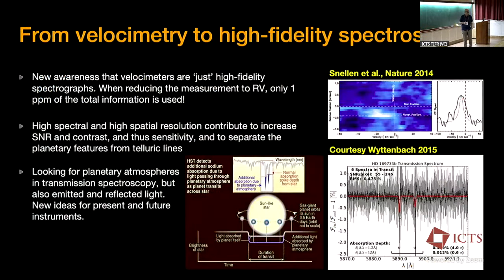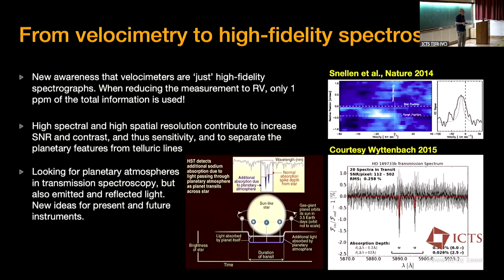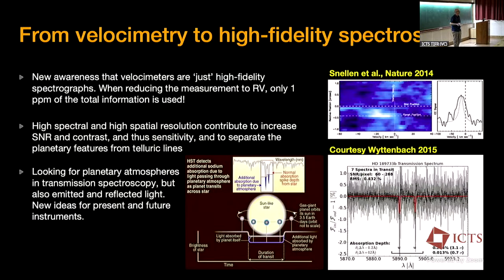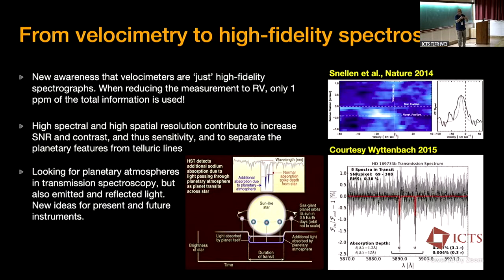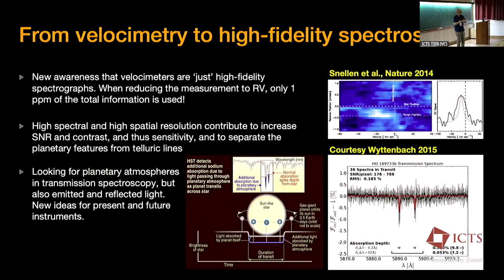The other example is that with a spectrograph, we can do many more things. Sourav has shown several examples. Here I'm just showing one of the early transmission spectra made with the HARPS spectrograph. So it's a radial velocity spectrograph that you use to do transmission spectroscopy, because what you need is high fidelity. You need to reproduce the spectrum in the way as close as possible to the observational reality. So that's another example.